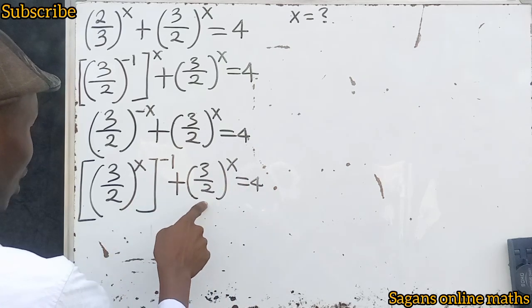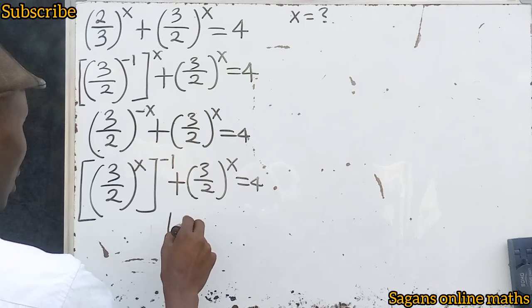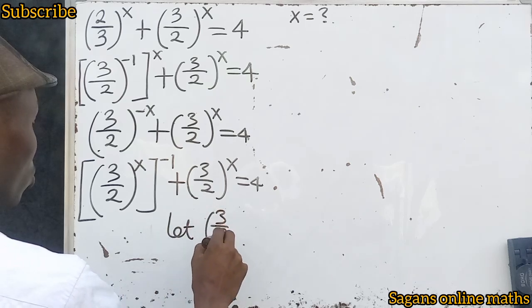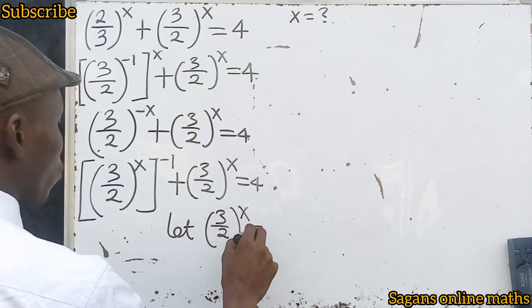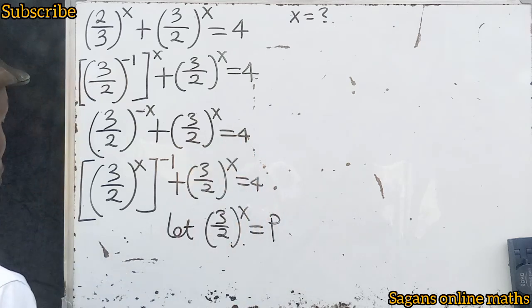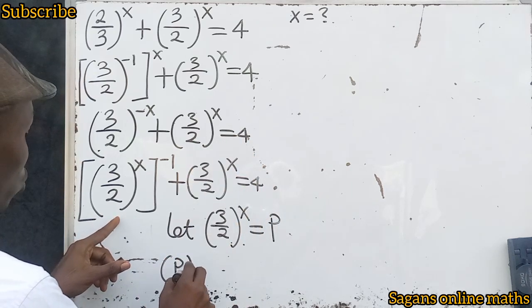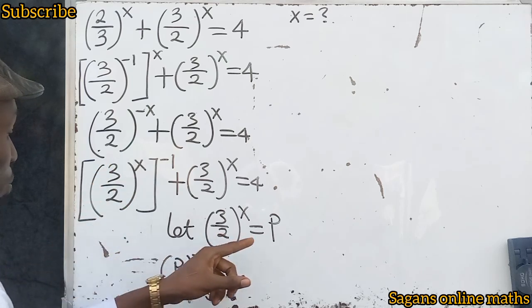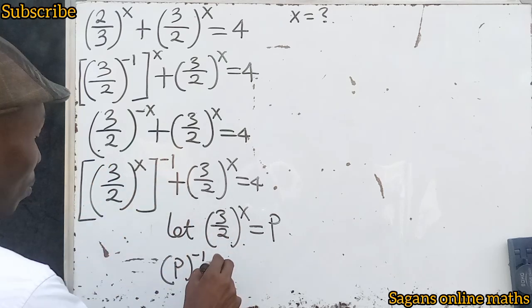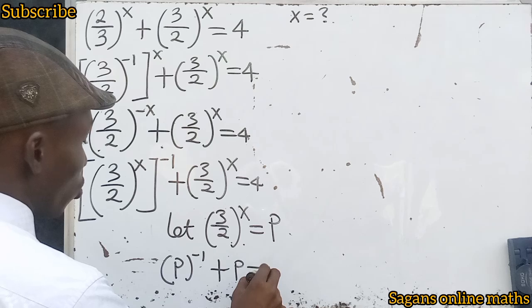Now, consider this and this are common. I say let (3/2)^x equal p, because it's common. So I want to add this: it is p to the power minus 1, because all this is now p. So you have the power here as minus 1, plus p equals 4.